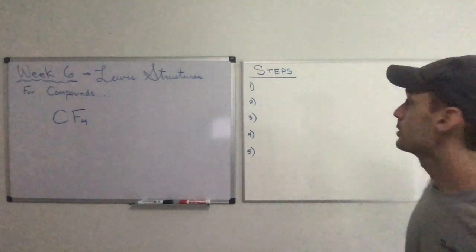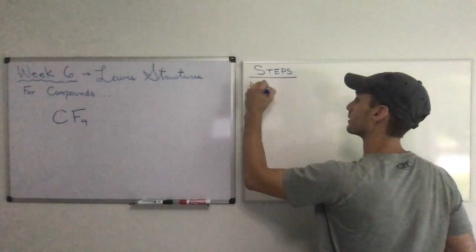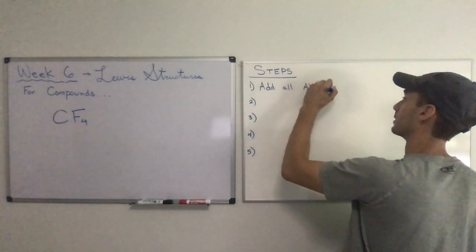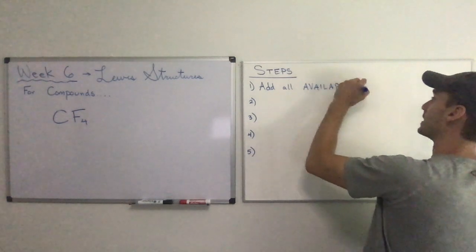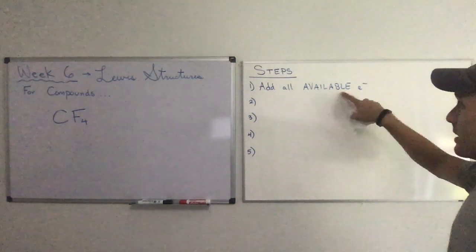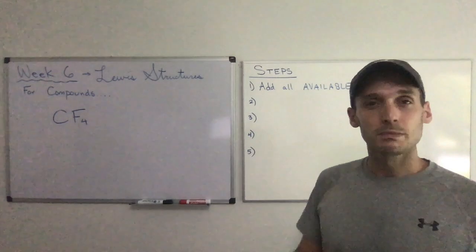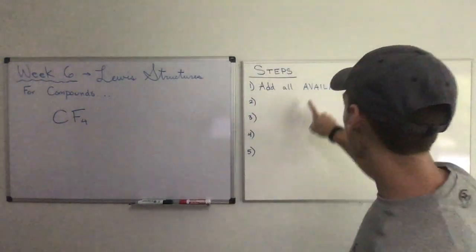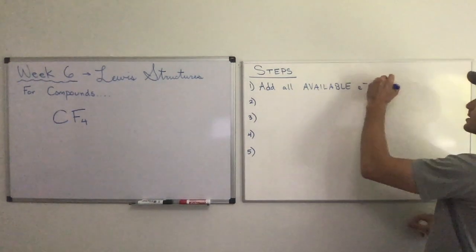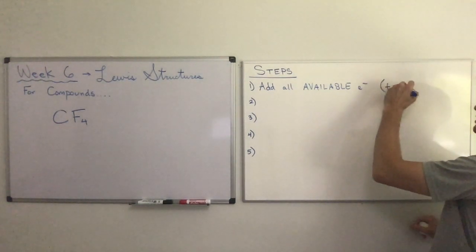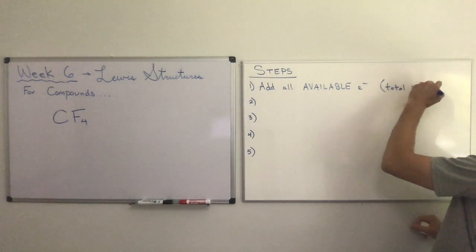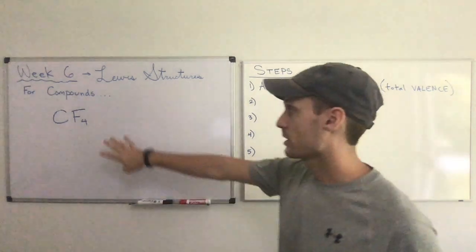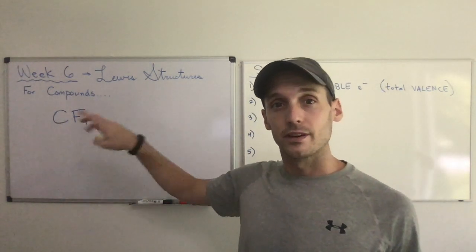So the first thing you need to do is add all available electrons. And all that means, to be an available electron, that just means, is that electron available to make a bond? Okay, and so when we say available electrons, this is just the total valence. Okay, so the total number of valence electrons, but for all atoms that are included.